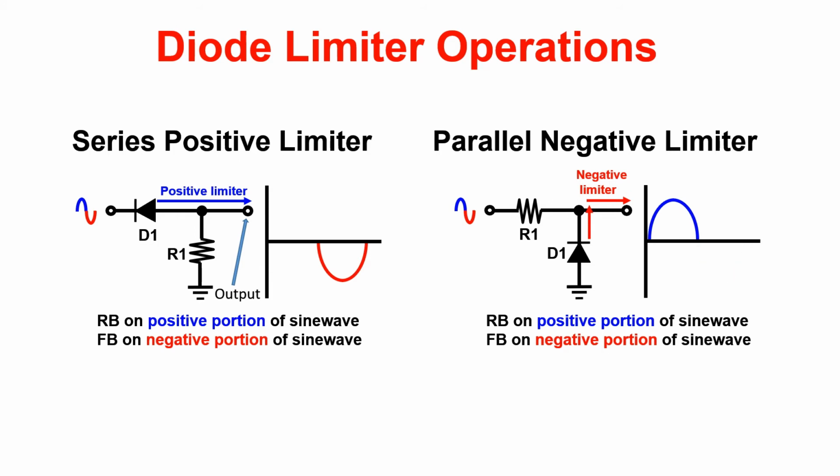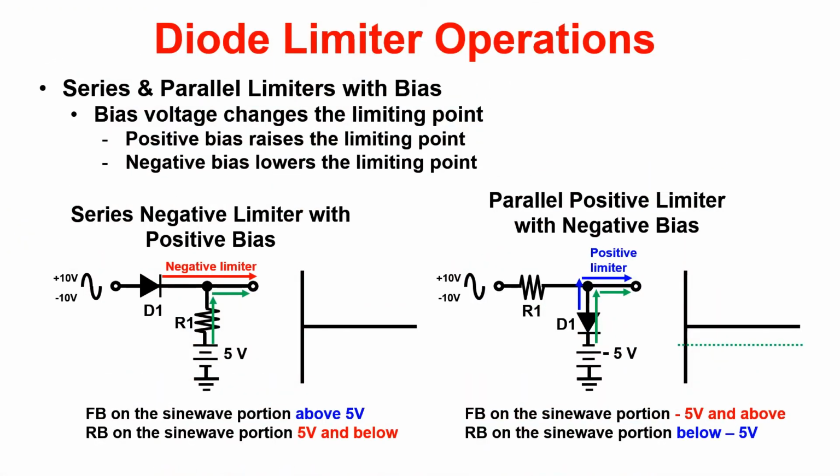That brings us to series and parallel limiters with bias voltage. All a bias voltage does is raise or lower the voltage seen on the output. A positive bias voltage will raise the limiting point and a negative bias voltage will lower the limiting point. Remember to pay close attention to what terminal of the battery is facing the output. That will determine the polarity of the bias voltage.